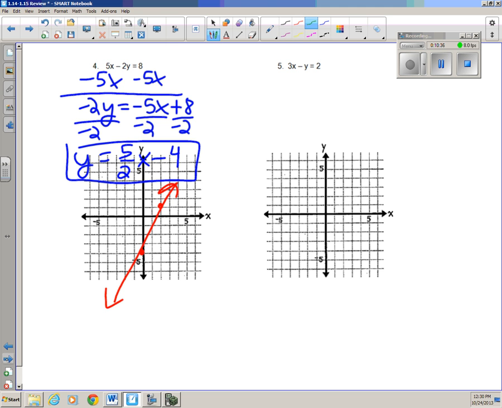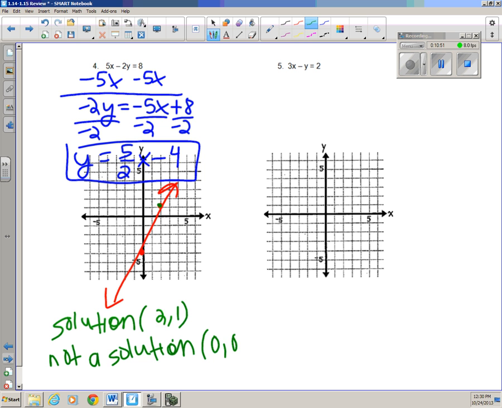Well, let's see. A solution point, I'm going to go for this one right here. There are many solutions; I'm going to choose 2, 1. Not a solution: I might as well stick with the origin because that's the one that seems to keep always working for me. Last one over for this.